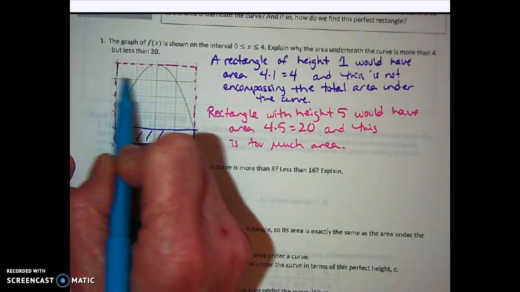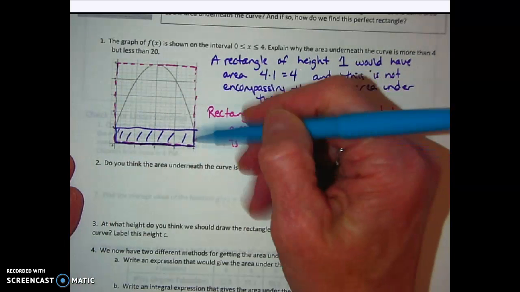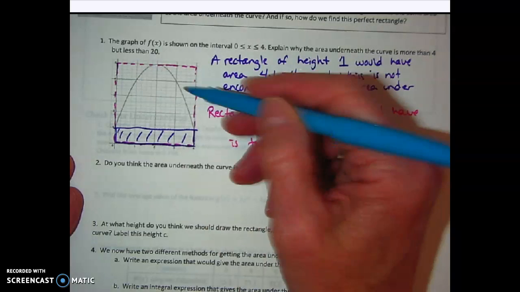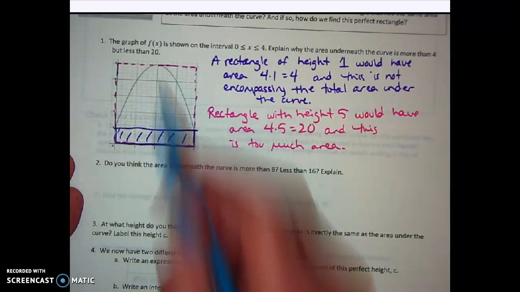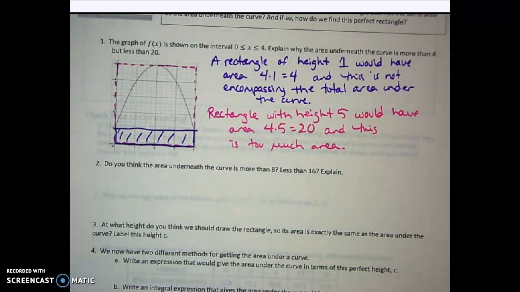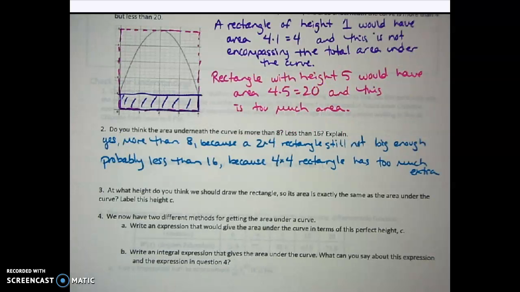And if we come all the way up to here to 4, so we have a square 4 by 4, this area that's outside here is probably more than what we have left for in there. So 8 is going to be too small, and 16 is going to be too big. So at what height do you think we should draw the rectangle so its area is exactly the same as the area under the curve? I'd like you to make your own guesstimate up on that graph and label that height C.